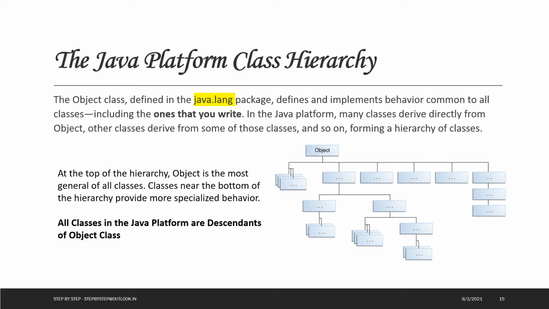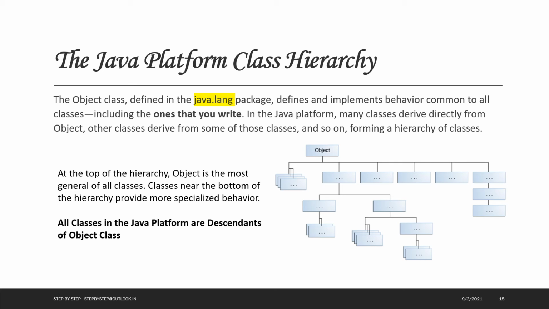So let's understand the Java platform class hierarchy here. The Object class, defined in the java.lang package, defines and implements behavior common to all classes, including the ones that you write. As I said, it is a parent class. This Object class is the parent class of all the predefined classes in Java, and it also includes the ones that we are going to write in our Java code.